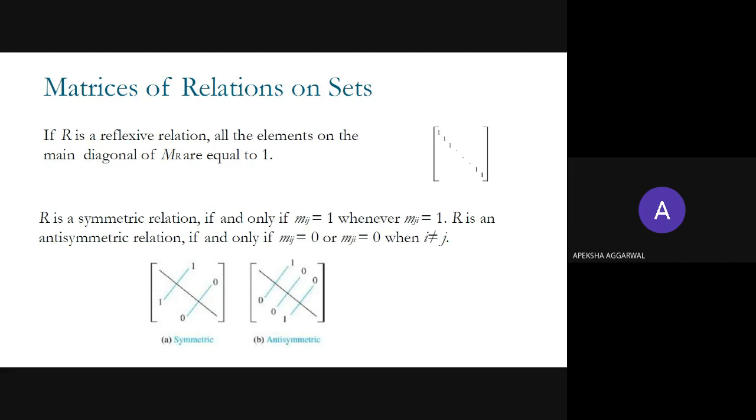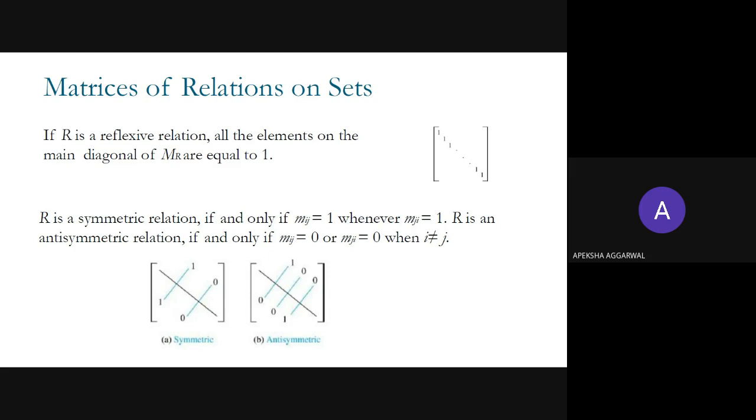Definitely. Why? 1 would be connected to 1, 2 would be connected to 2. So if you have 3 elements, you will draw a 3 cross 3 matrix, and 1 1 would be 1, 2 2 would be 1, and 3 3 would be 1 in case of a reflexive relation. Then R is a symmetric relation if and only if Mij is 1 whenever Mji is 1. So if 1 2 is 1, 2 1 is also 1, then it is definitely a symmetric relation.